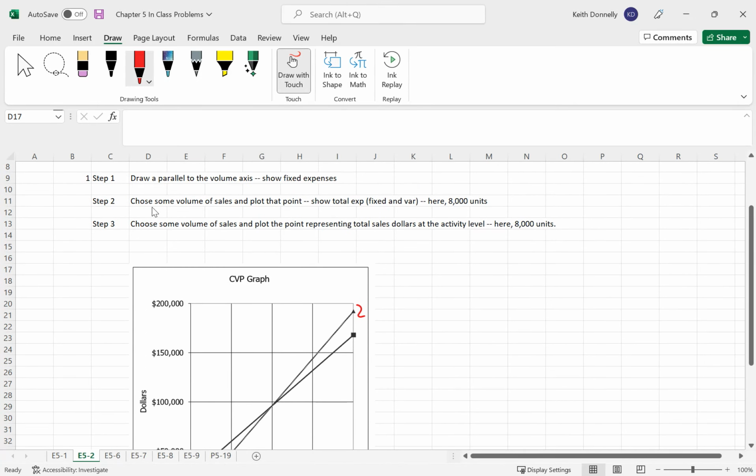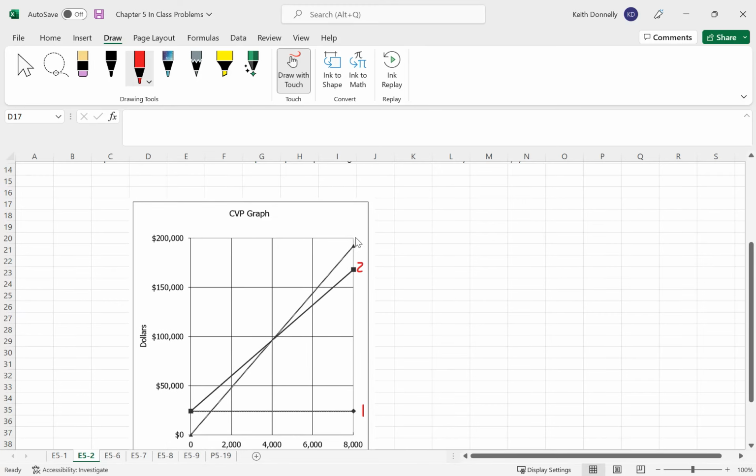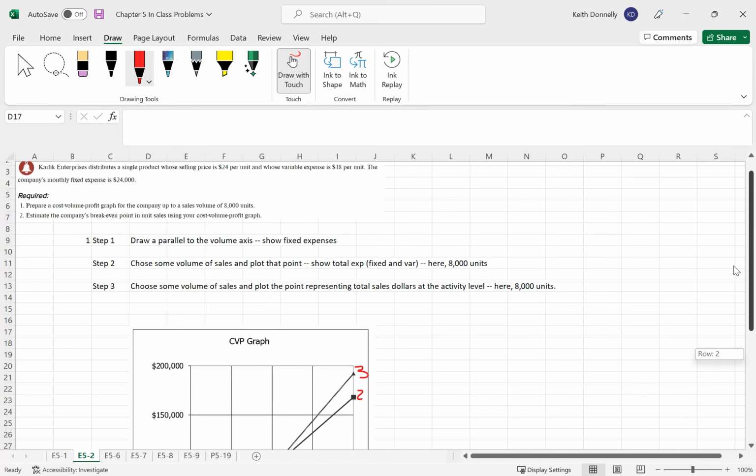I'm sorry. Let me go back. Looking at that graph incorrectly here. Step two is we want the total expenses. So that's going to be the square down there. They should color code these things. They almost look exactly alike. They're so small. And then step three, the sales revenue. And again, we can see this is at the $8,000 of activity level. All right, so this is just showing that.